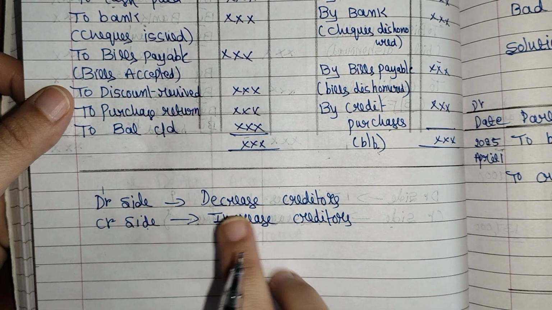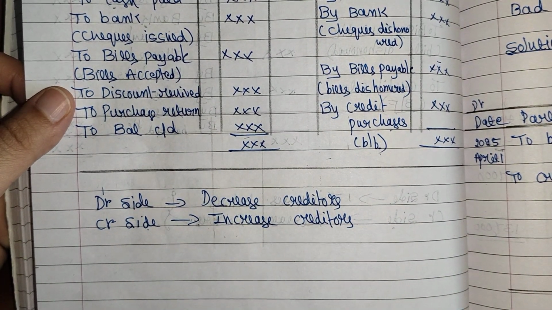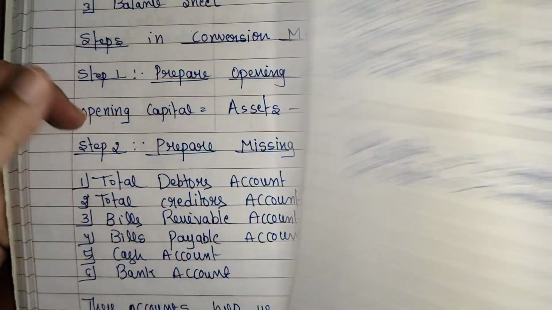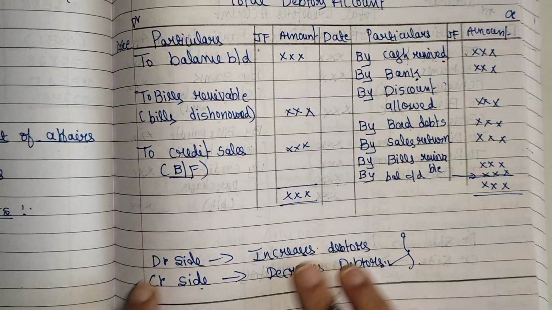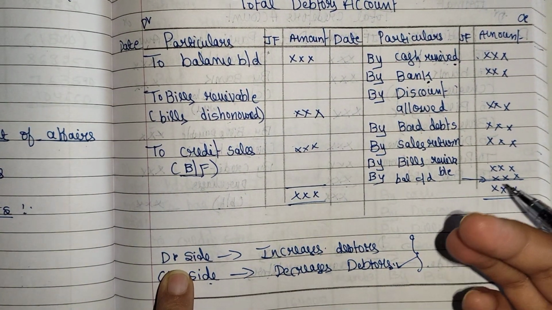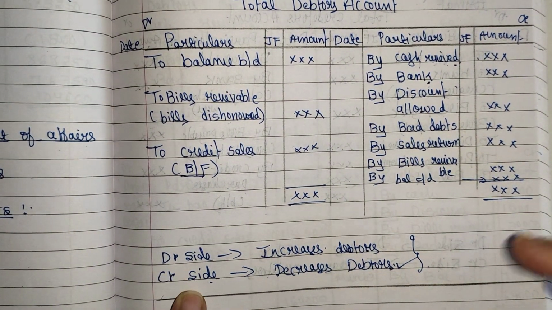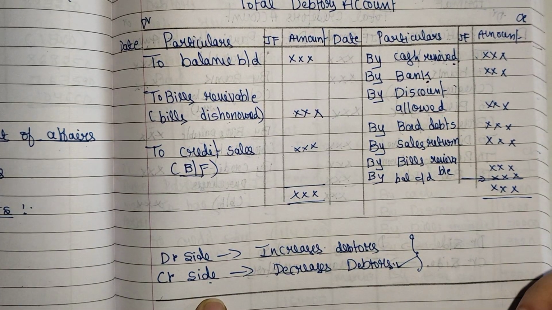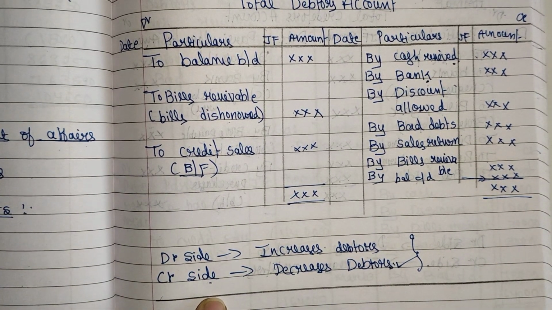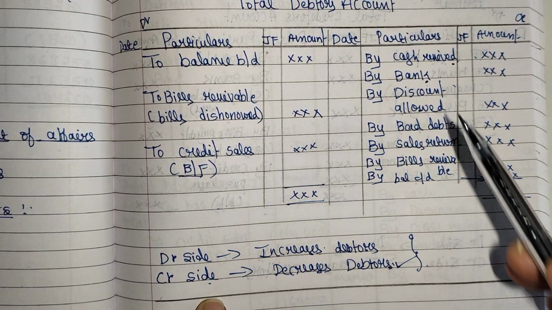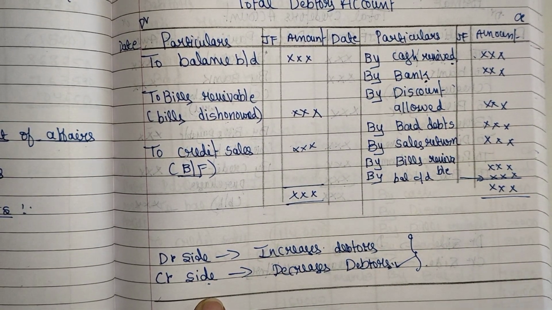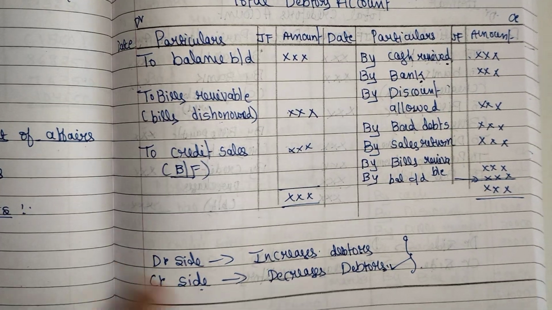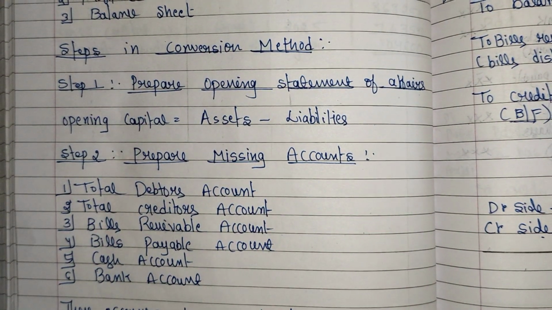For creditors, the debit side decreases and the credit side increases creditors. And the debtors account is exactly the opposite. The debit side increases debtors, means bills receivable but bills dishonored. And the credit side decreases debtors, means cash received or payment done through the bank, discount allowed, bad debts not recoverable from the customer, sales return, bills receivable. Clear? So I hope this class is clear to you all.